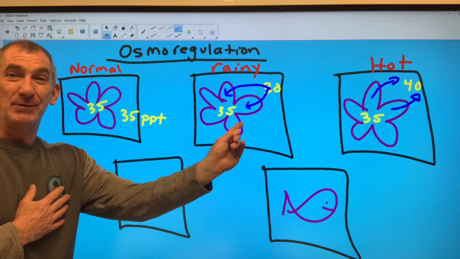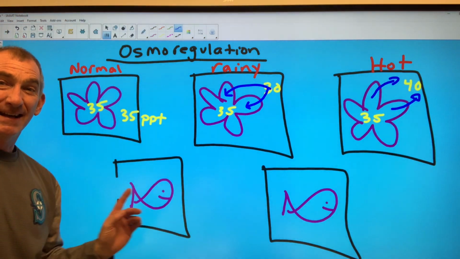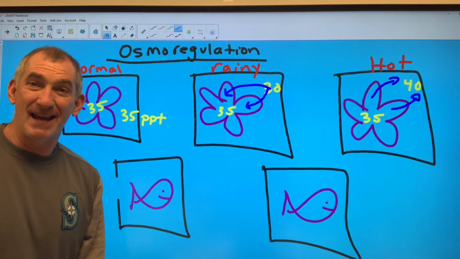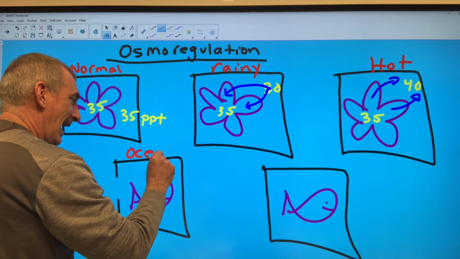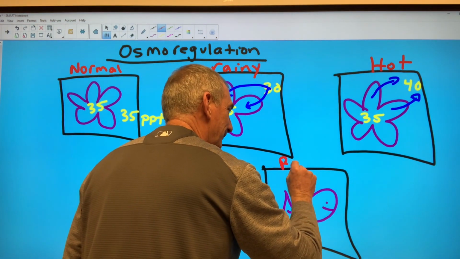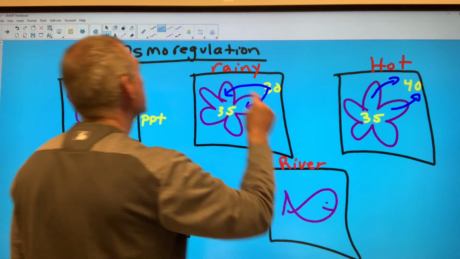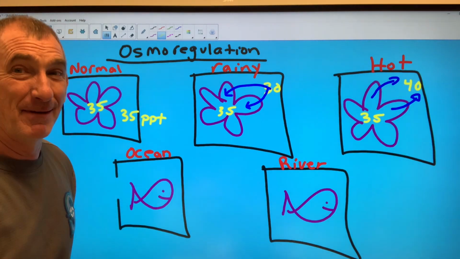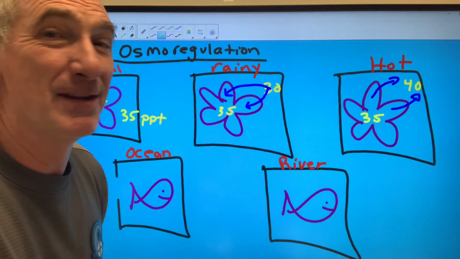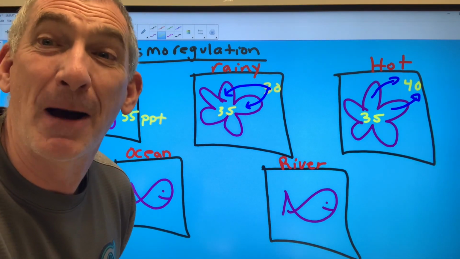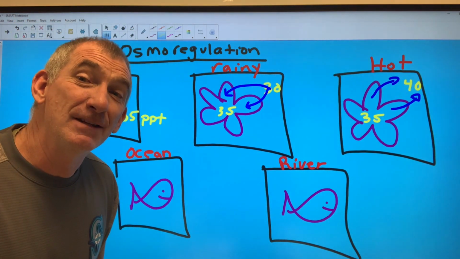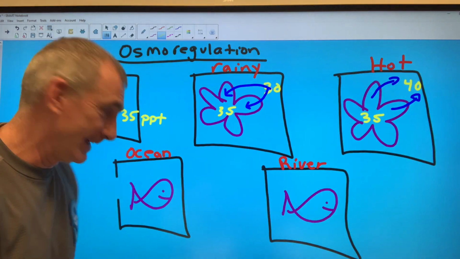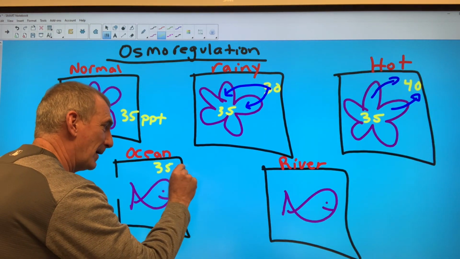Osmoregulation, the first 3 situations. The next 2 situations, we're talking about salmon. We're talking about salmon in the ocean, and we're talking about salmon in the river. You know a little something about salmon. Salmon, they go out in the ocean. They live out in the ocean for 3 to 5 years, and they come back to the river. Now, salinity of the ocean, got it, 35 parts per thousand.